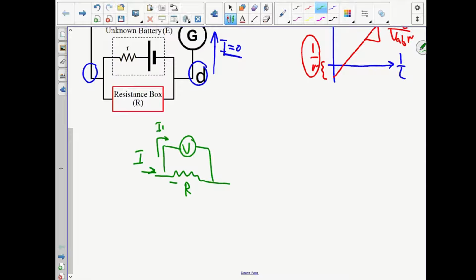And the remaining current will pass through the resistor R. So if the voltmeter has low impedance, it's going to change the current that passes through our resistance in this example. So we have to use a high impedance voltmeter in order for this current I1 to be a very small number. Because remember, always the meter should not change the characteristics of your original circuit.